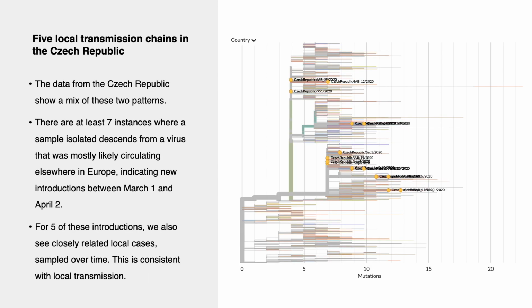The data from the Czech Republic show a mix of these two patterns. There are at least 7 instances where a sample isolated descends from a virus that was most likely circulating elsewhere in Europe, indicating new introductions between March 1st and April 2nd. For 5 of these introductions, we also see closely related local cases sampled over time. This is consistent with local transmission. From this, we can say that there were at least 7 introductions to the Czech Republic. At least 5 of these likely led to further local transmission.